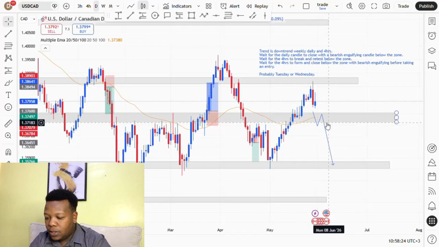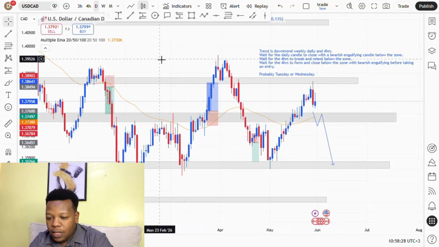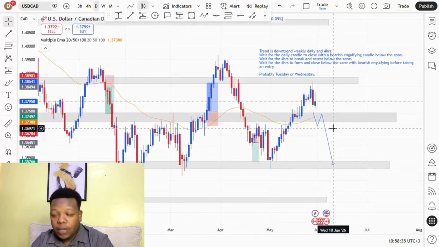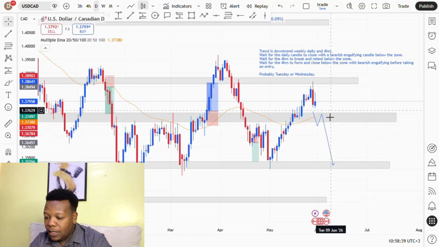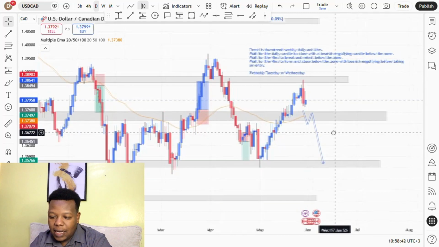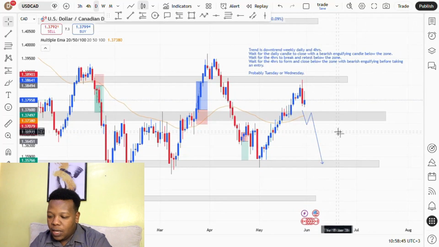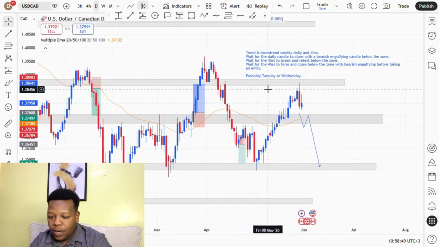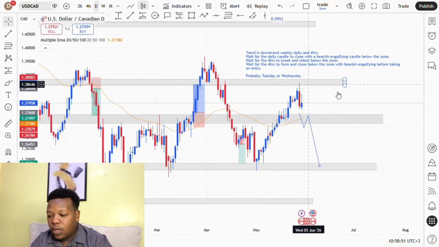Wait for the daily candlestick to close below this zone with a bearish engulfing candle. And for the case of the 4 hour time frame, I'll be waiting for a breakout and retest, and of course I'll have to wait for the 4 hour candlestick to close with a bearish 4 hour engulfing candle. And for that case, that's the only time I'm going to take that trade. In case it doesn't come to that, I won't be taking that trade. So basically, for next week for USDCAD, I will be looking for more potential sells.